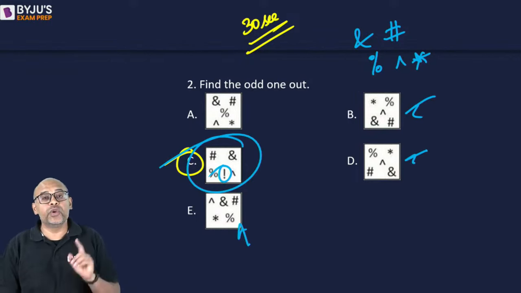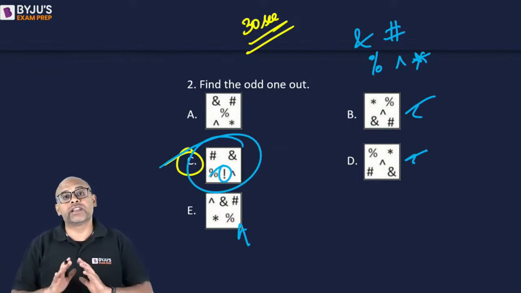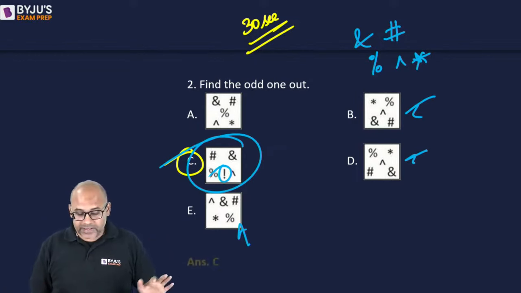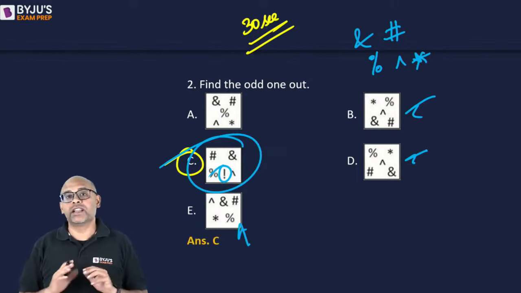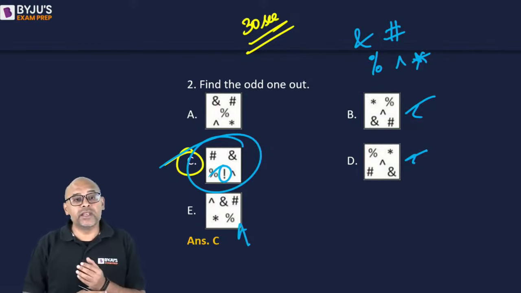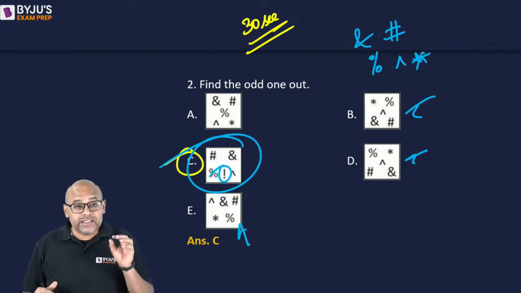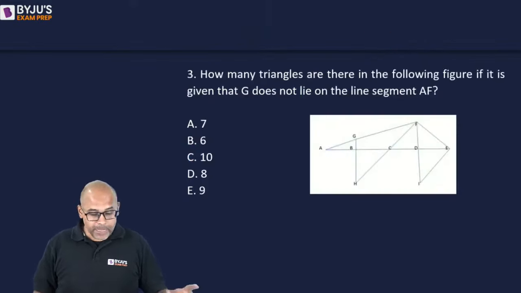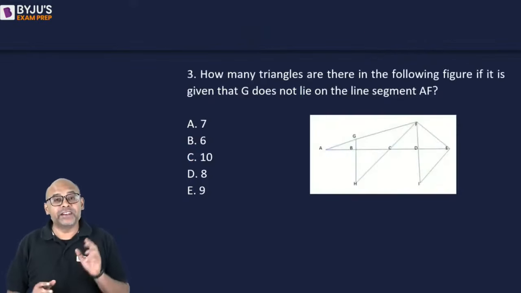In the figure C, you have an exclamation mark which does not exist anywhere else. That is a simple reason why the answer is option C, nothing else. Very simple. That's why I said it's a very, very simple question. But again, as you can see, many of you made an error in a simple question like this. Okay. Next, very, very interesting question.